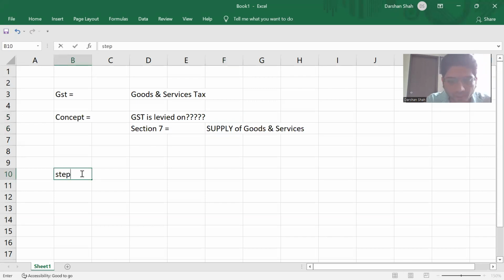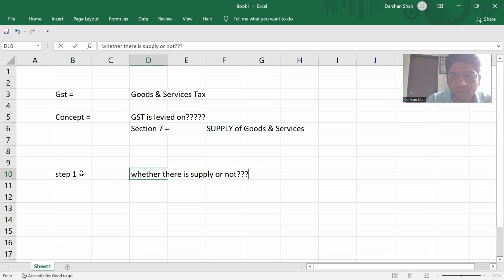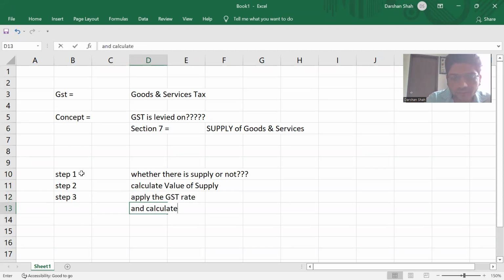So whenever I am doing GST, step 1 is I'll see whether there is supply or not. Step 2, if there is no supply, then my job is easy. If there is no supply, no GST. But if the transaction amounts to supply, then calculate the value of supply. Here you will have the numericals. And once you calculate value of supply, apply the GST rate, and calculate the GST payable. This is how people do it in real life also.